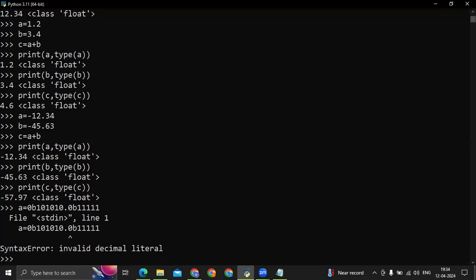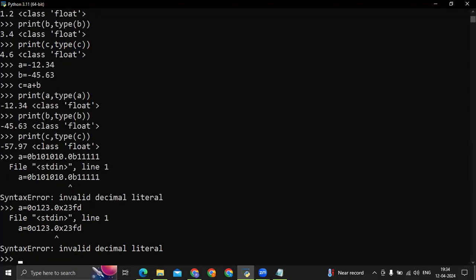Now, let's see whether it supports the octal number system also. Let's say A is equal to 0o123, and then 0x23fd. Invalid decimal. Okay. Now, as I've told you, it will not support the octal number system, binary number system, and hexadecimal number system. It only supports the decimal number system.